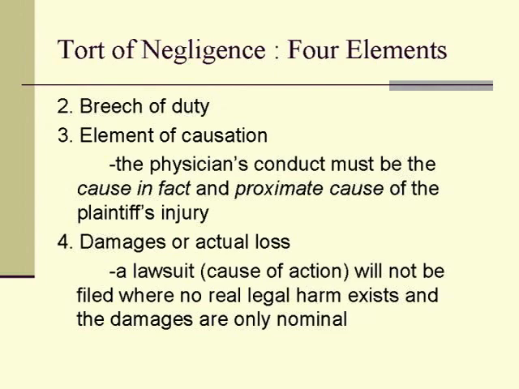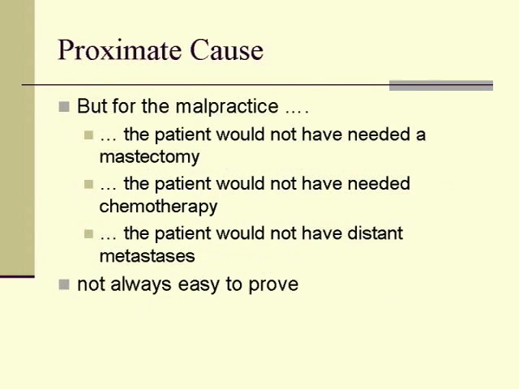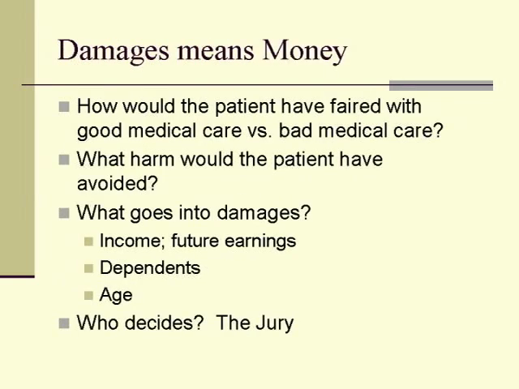And the final element of the tort of negligence that has to be fulfilled is the damages or the actual loss. A lawsuit or a cause of action cannot really be filed if there's been no evidence for legal harm or if the damages are nominal. Proximate cause can sometimes be very difficult to prove, and that's why each side, the plaintiff's side and the defendant's side, get their expert witnesses. The proximate cause states, for example, but for the malpractice, the patient would not have needed the mastectomy. There has to be a reason. But for the malpractice, the patient would not have needed chemotherapy or would not have had distant metastases. And that's, again, why the expert witnesses on both sides are called. And damages, of course, usually needs money.